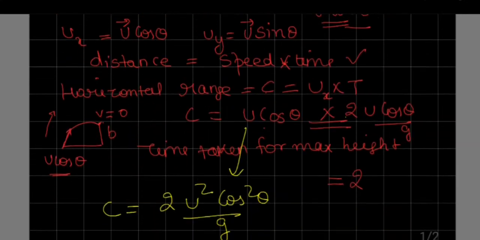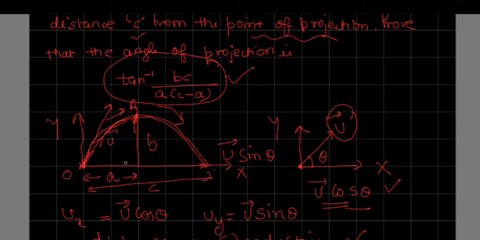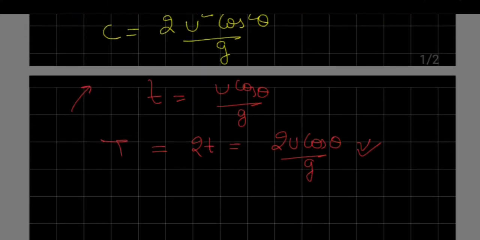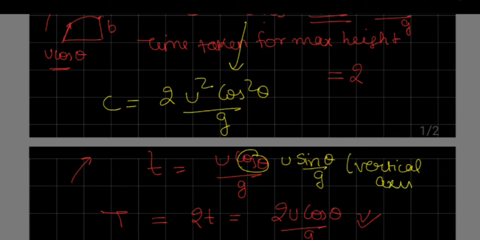And let me tell you, this was one thing we got in error. If you see here, it is moving up, right? So for the time of ascension, the velocity should be u sin theta, because it is for the vertical axis, since the object is moving up. So you take the vertical axis, u sin theta, so the time would be u sin theta by g.